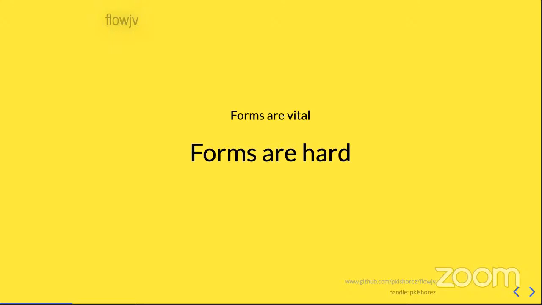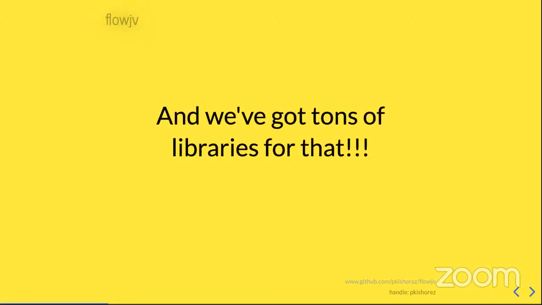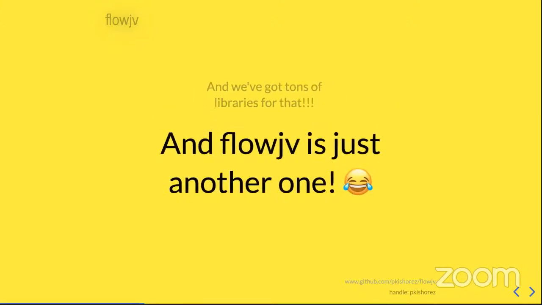Like we need to have validations, we need to make sure that all the data is properly taken care of, user experience, UI. I mean, there are a lot of things that we need to take care of in parallel, and to make everything work perfectly is really hard. To solve this problem, we've got tons of libraries. And FlowJV, the one I developed, is just one another solution.